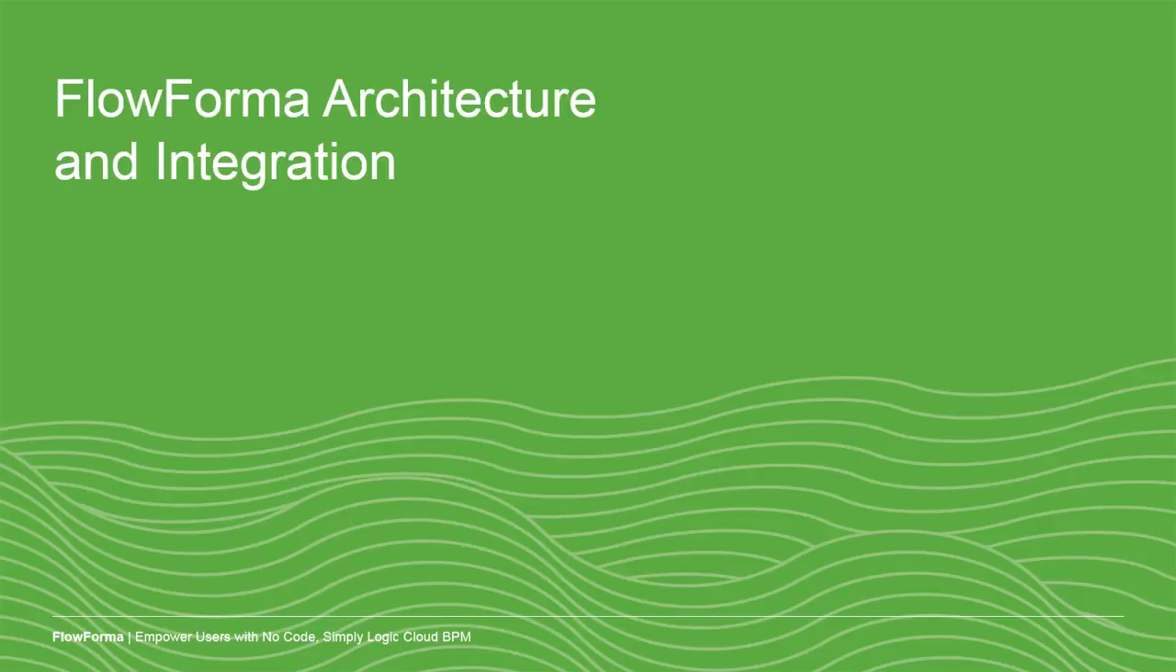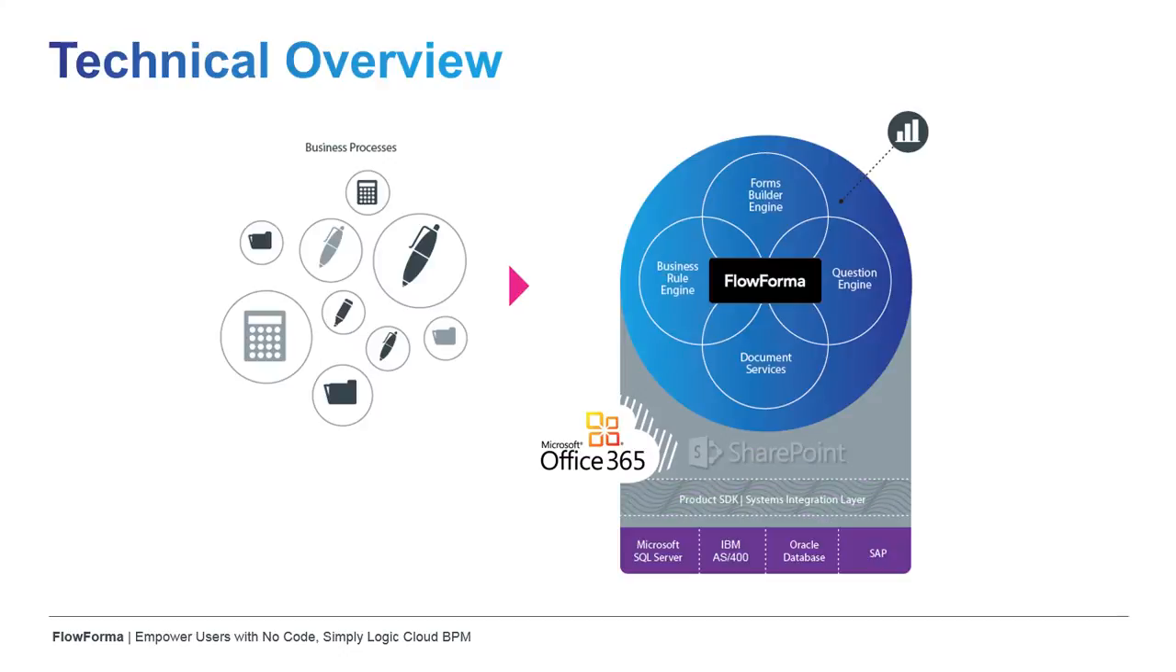FlowForma operates on an app architecture. Several interconnecting applications communicate with each other to deliver seamless functionality to the end user, appearing as one product. This slide gives a simple view of our architecture, showing that FlowForma is composed of several components that integrate to render forms, process questions, execute business rules, and generate documents.